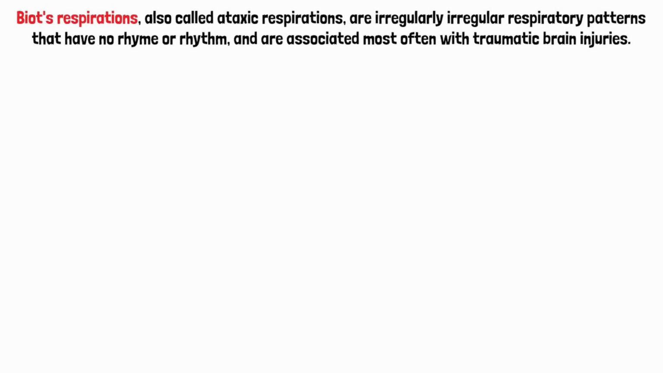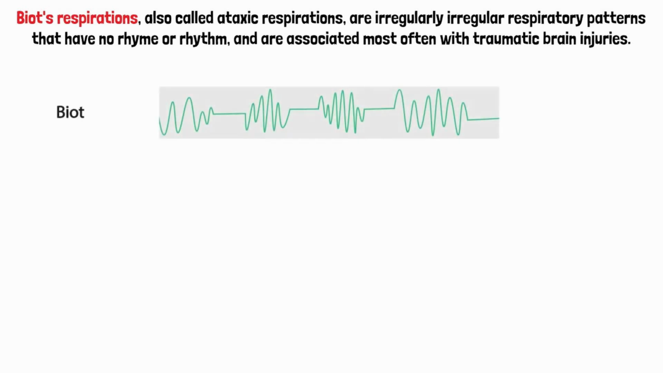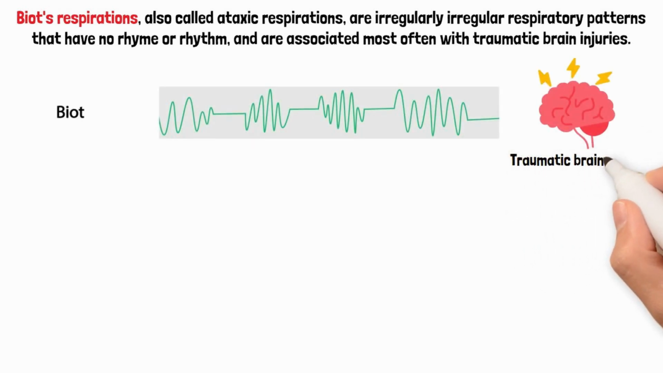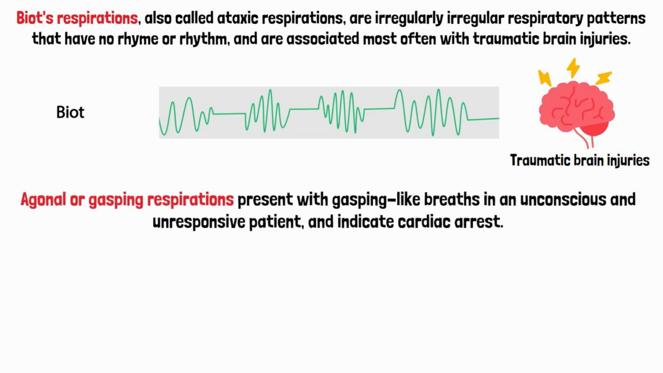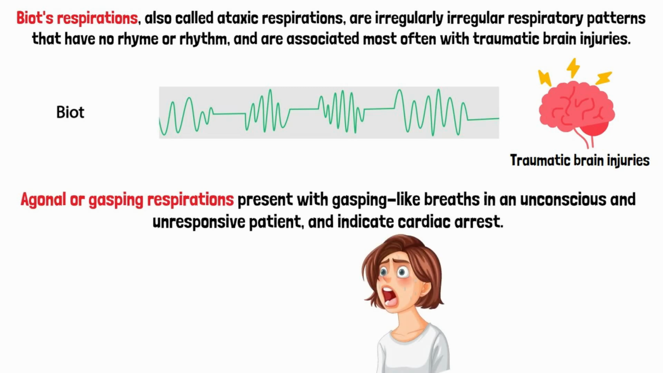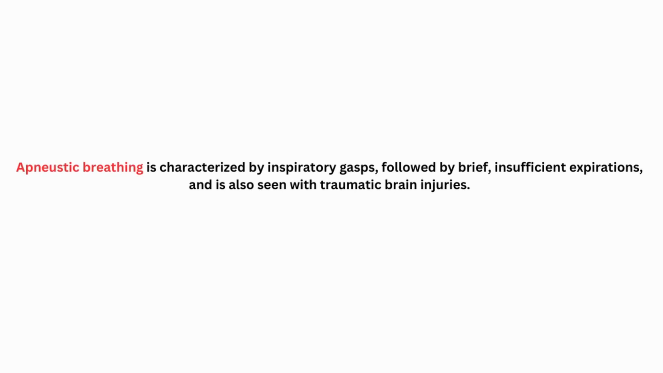These type of respirations are associated with congestive heart failure and traumatic brain injuries. Biot's respirations, also called ataxic respirations, are irregularly irregular respiratory patterns that have no rhyme or rhythm, and are associated most often with traumatic brain injuries. Agonal or gasping respirations present with gasping-like breaths in an unconscious and unresponsive patient, and indicate cardiac arrest. Apneustic breathing is characterized by inspiratory gasps followed by brief, insufficient expirations, and is also seen with traumatic brain injuries.